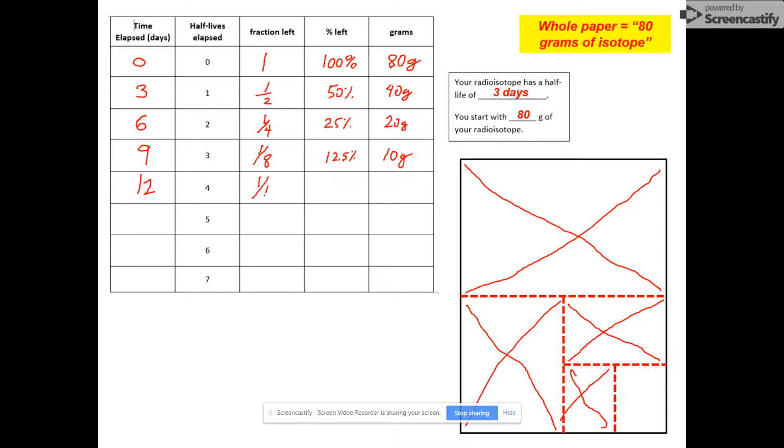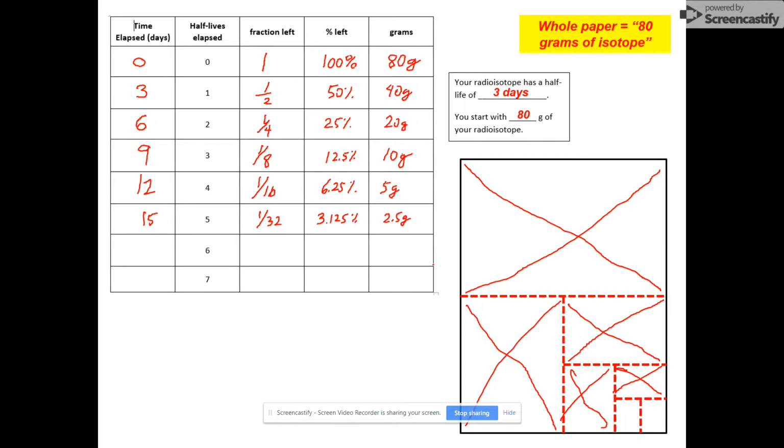That means we're down to 1/16. That means we're at 6.25% left. That's 5 grams. Let's see how much further we can get. Oh, fold it again. Half of it has decayed. Only got half left. That's 15 days, because 5 times 3 equals 15. We're at 1/32. That's 3.125. Mr. Young, you are amazing at mental math. And we're at 2.5 grams.